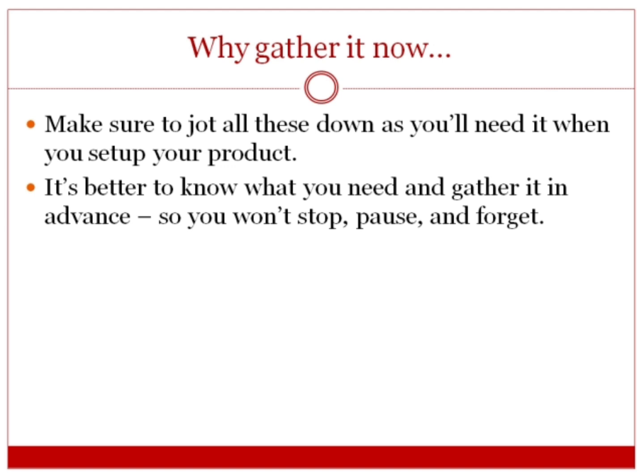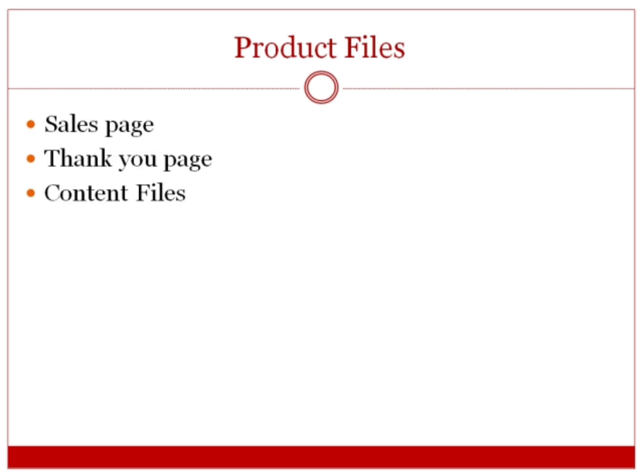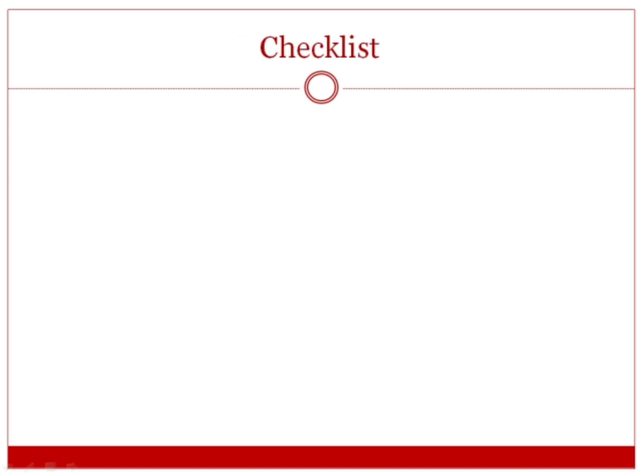My goal is to get your product onto JVzoo, but you have to do it yourself. So I've created this video course as easy as possible so that you're going to be able to do that. So let's talk about product files. I talked briefly about this earlier. You're going to need, of course, a sales page, a thank you page, content files, whatever that might be, videos, PDFs, reports, ebooks, and so forth. You're going to need those in hand.